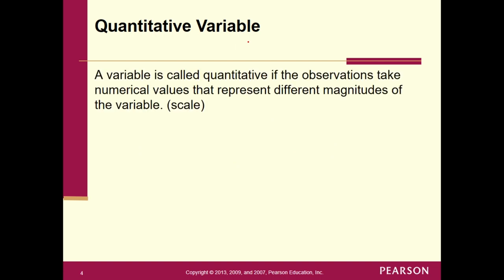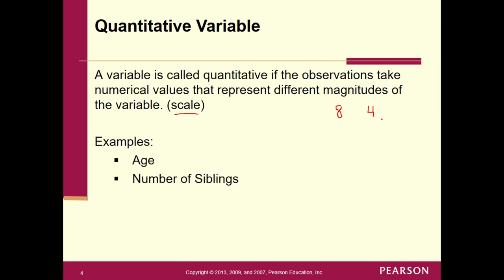A variable is called quantitative if the observations take numerical values that represent different magnitudes of the variable. Ooh, what does that mean? It means that there has to be some sort of scale. What I mean by that is that if somebody produced the number 8 for a variable, and somebody else produced the 4 for that same variable, you know that the first person is twice as much as the second person with regards to that variable. There's some sort of scale, some sort of magnitude to it.